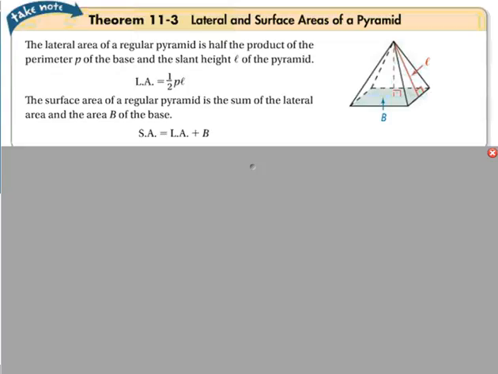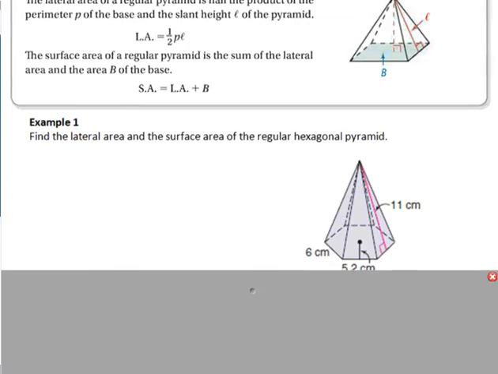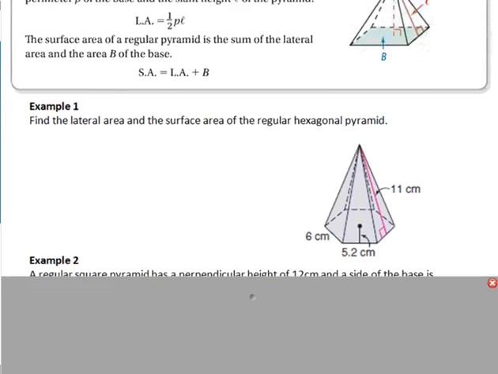So we're going to have to find the slant height. The surface area is that lateral area plus whatever the area of the base is. So let's just do an example. Again, trigonometry might play in here. Find the lateral area and the surface area of the regular hexagonal pyramid.